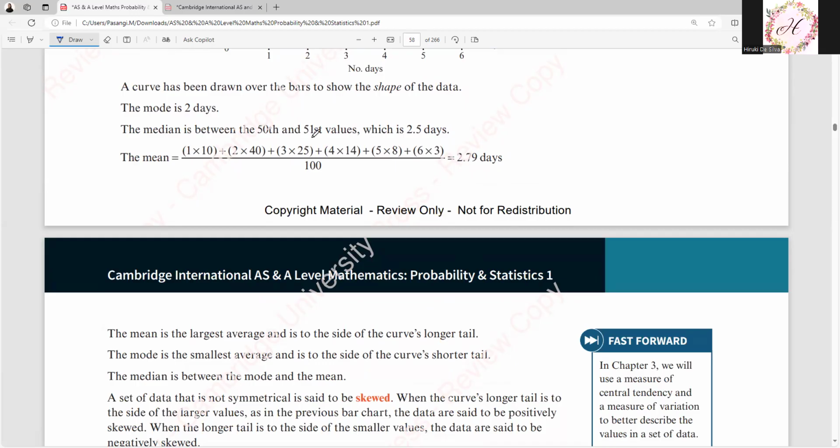So the mean is the largest. Among all these three values, mean, mode, and the median, the mean is the largest average and is to the side of the curve's longer tail. Then the mode is the smallest average and is to the side of the curve's shorter tail, and the median is between the mode and the mean.